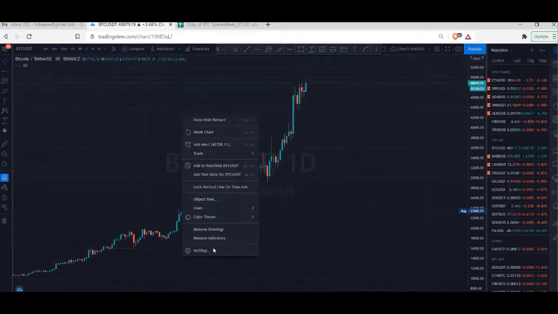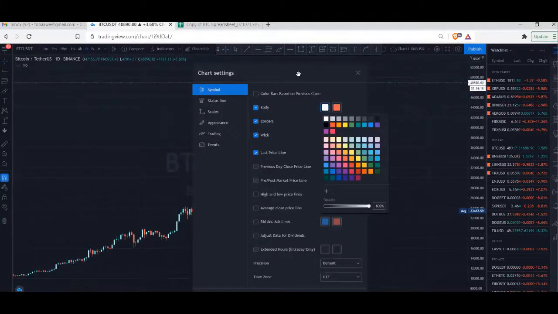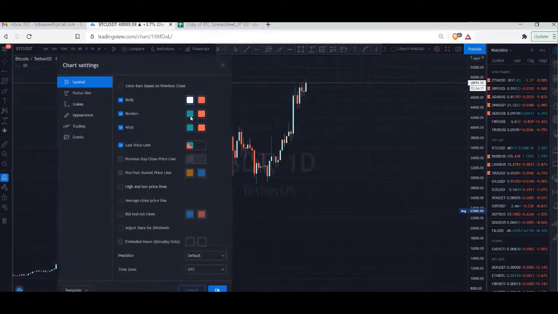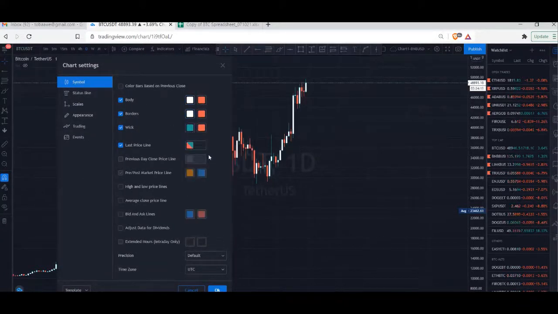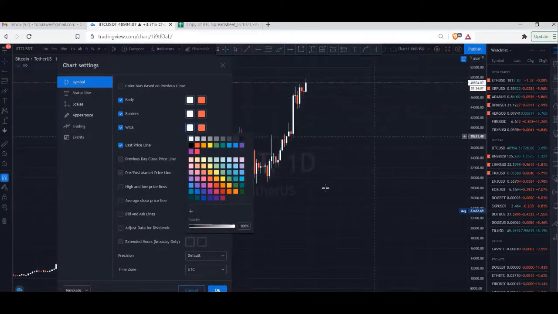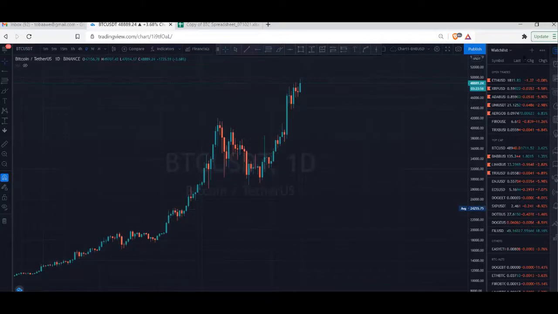Just right click, go to settings, and under settings, body of your candle, you can change it to white. You see that they are changing. You can change the body white, the border white, and then you can change the wick of your candle too. You've seen it white. So let's take it back to what it was before. Just cancel.